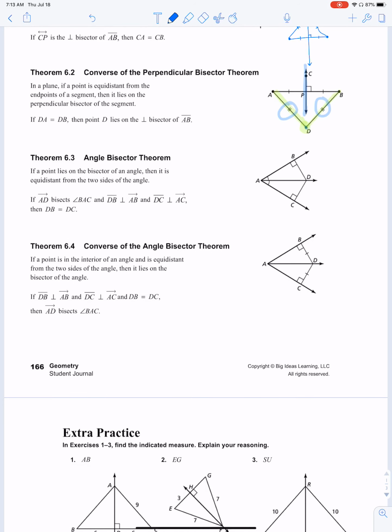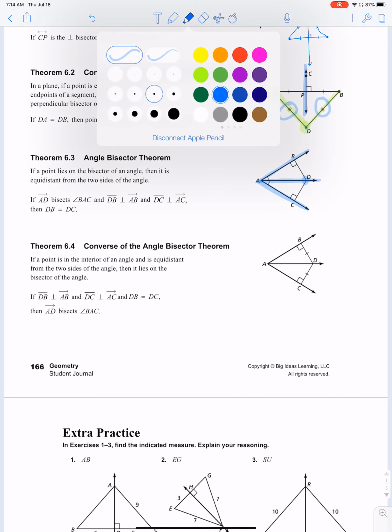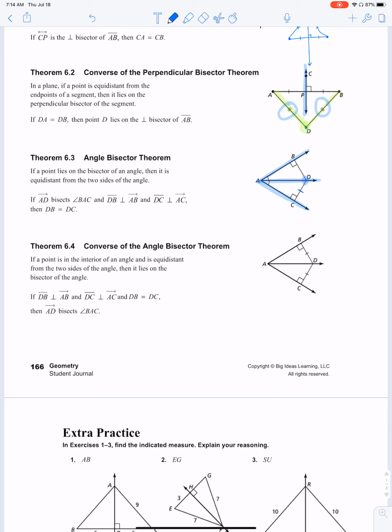The angle bisector theorem, okay? So if we have this angle here, and if a point lies on the bisector, so I know AD is the bisector, and if D is actually on the bisector, then it will be equidistant from the sides of the angle, okay? It will be equidistant.